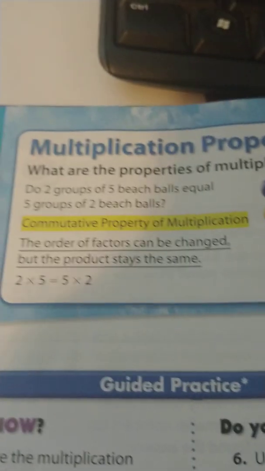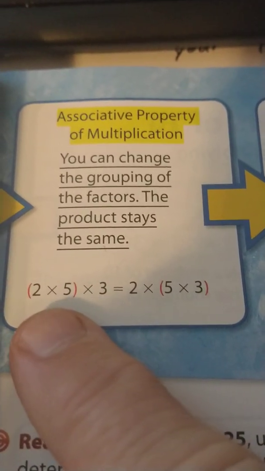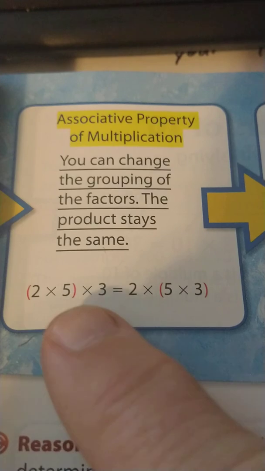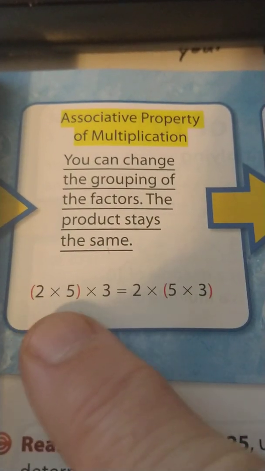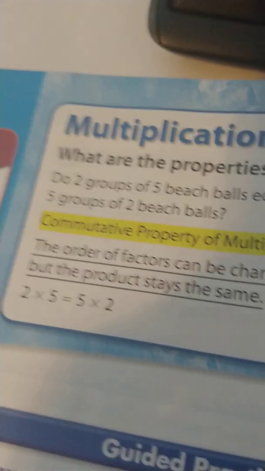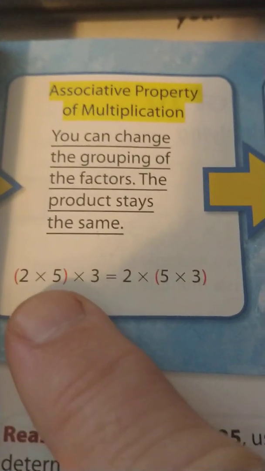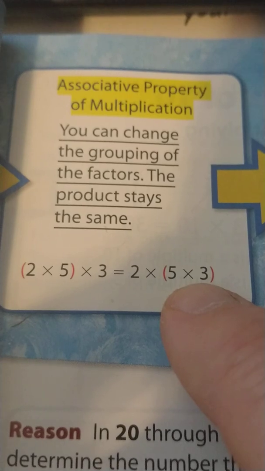All right, the associative property. The way I used to teach this is the associative property tells you that the grouping doesn't matter. Here I have 2, 5, and 3, and I have 2, 5, and 3. The order did not change, so it is not the commutative property. What did change is the parentheses. Here, the parentheses are on 2 times 5. Here, the parentheses are on the last two numbers, 5 times 3.